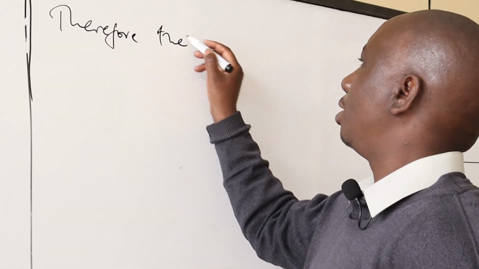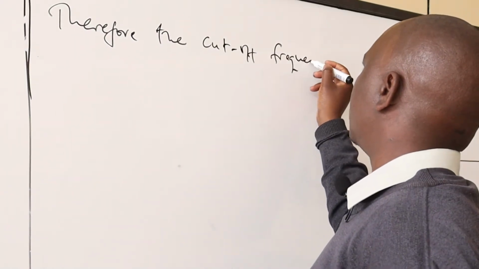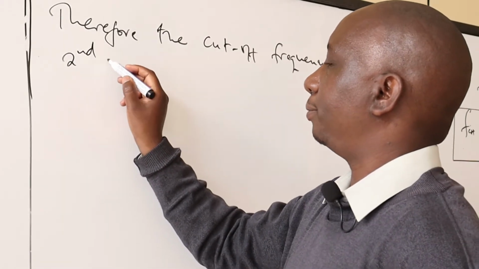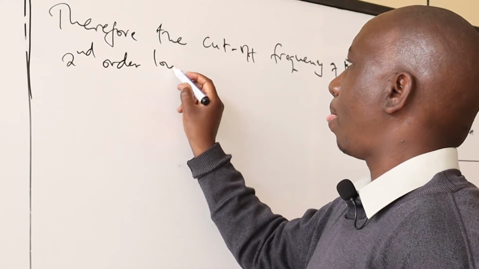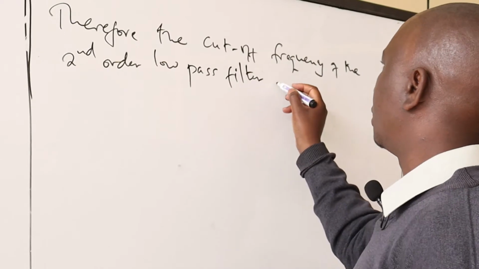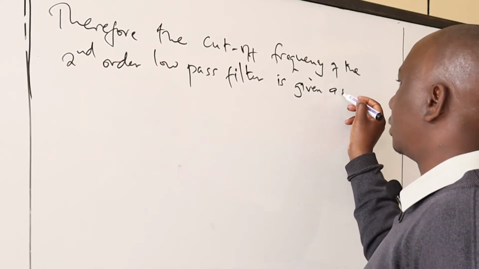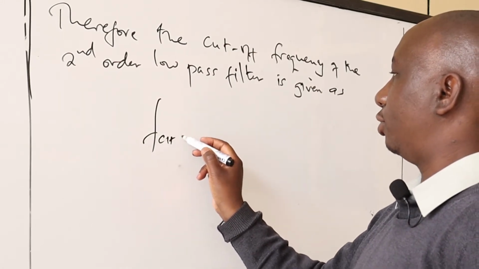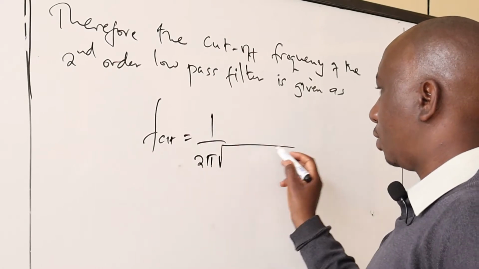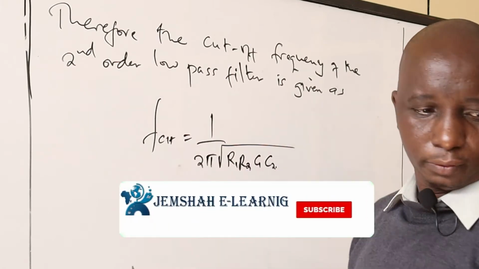Therefore, the cutoff frequency of the second order low pass filter is given as FCH equals 1 over 2 pi times the square root of R1, R2, C1, C2.